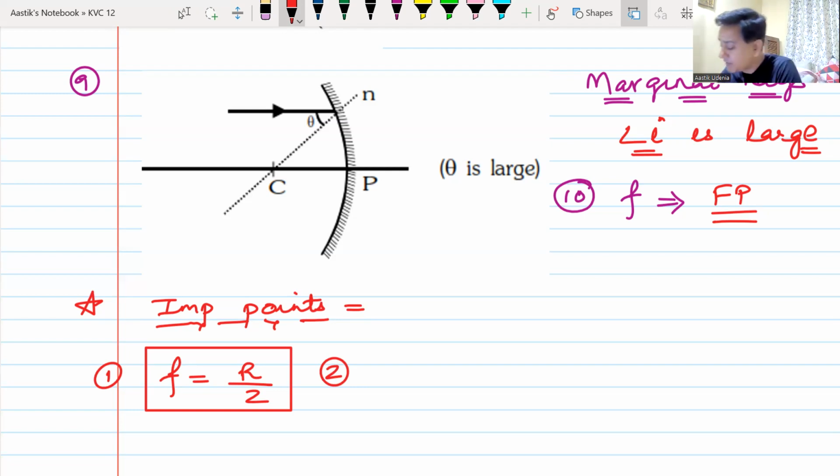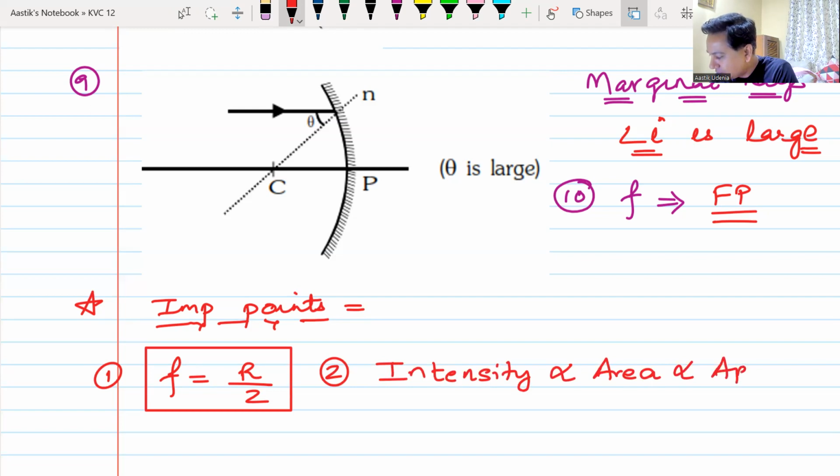The intensity of image, how sharp your image would be. Do you understand the meaning of intensity? Intensity of image is directly proportional to the area of the mirror and therefore proportional to the aperture squared. Will you remember this? If I make the radius or diameter half, the area becomes 1 by 4 times and your intensity becomes 1 by 4. Do you understand this?